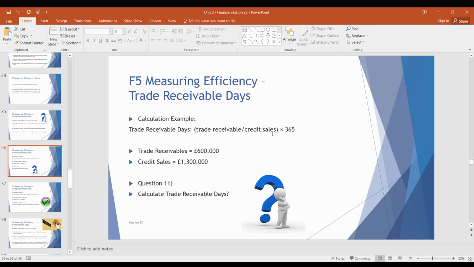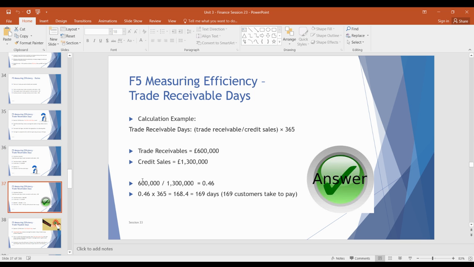So you do your 600,000 divided by 1.3 million, giving you 0.46. Now, with that 0.46, we times by 365, which gives you 168.4. And I'd teach you to write this information up on the board. So, for example, using this answer and using this question, it takes us, on average, 169 days for customers to make a payment.